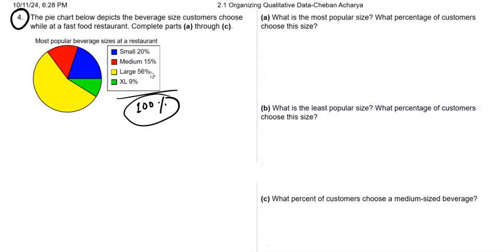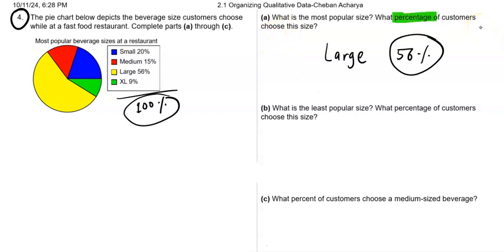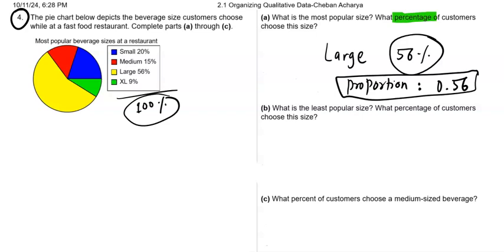Now the first question is, what is the most popular size? What percentage of the customers choose this size? The most popular size here is large, which is 56%. So the answer is large, which is 56%. Also, you have to answer what percentage of the customers choose this size. Look at here, what percentage? If the question says what proportion, sometimes you might actually ask for a proportion. Proportion is going to be 0.56. Just extra information for you.